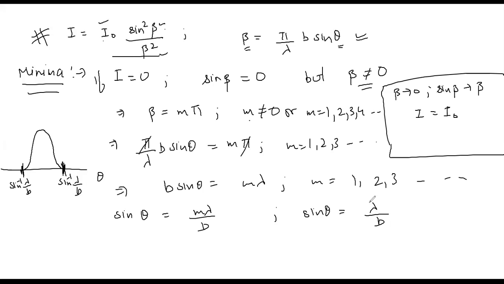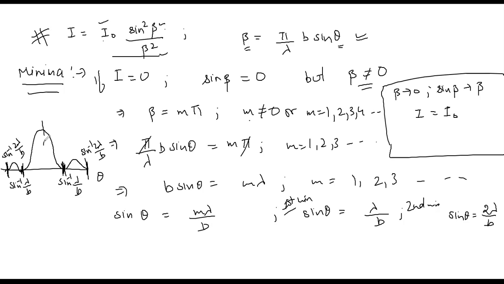If you talk about the second minimum, then the one after your first minimum would be your second minimum. The second minimum would be when your m becomes equal to 2. So that means your sine theta is equal to 2 times lambda over b. At that point, you would expect your second minimum. This would be at sine inverse 2 lambda over b. And similarly, symmetrically on this side also, you will have the next minimum at this point.